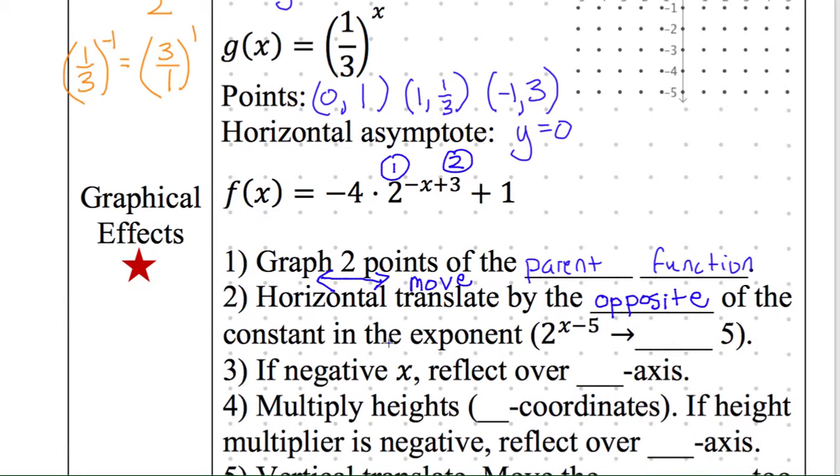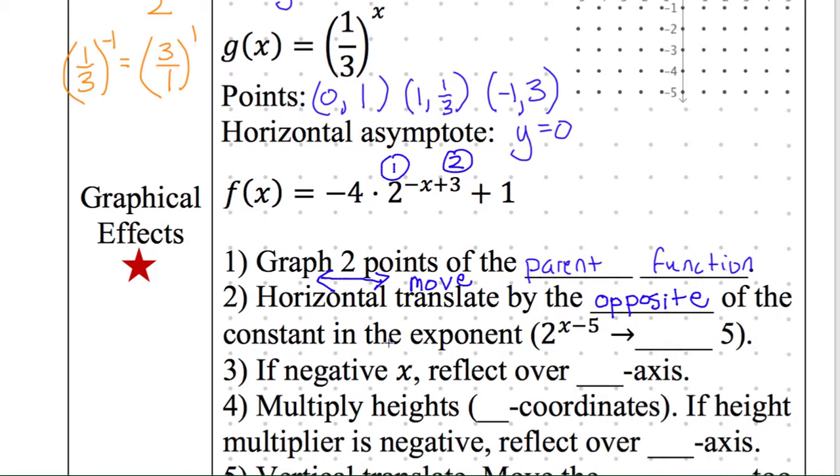So what's happening here on step number 2? Step 2. This 3 is in the exponent. So I said the constant in the exponent. This is a constant, a number, in the exponent. So on step 2, I'm going to move. Is this going to be right 3 or left 3? It looks like right 3, but I'm going to do the opposite.